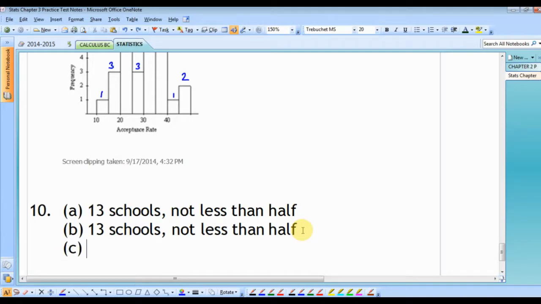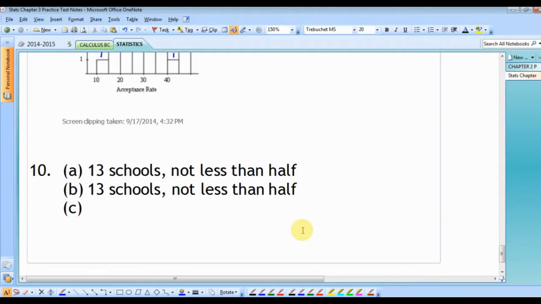C is 22.5 to 37.5. Now, I didn't even have a good way of testing that, or do I? No. Yeah, by eliminating. You could estimate the second one. Yeah, but you never know. Let's take a look at the last one, D. We'll save the C to the end. Let's take a look at D.